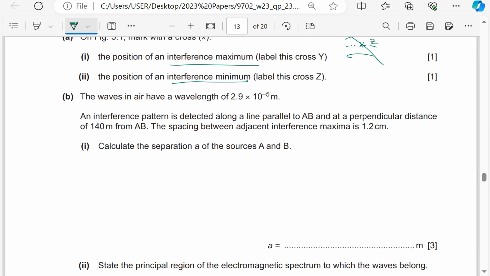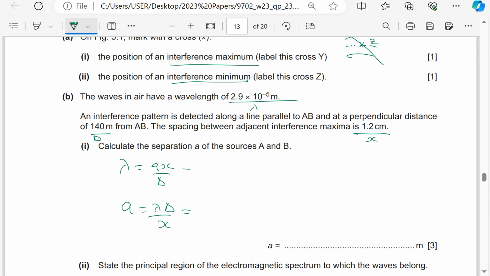Then the waves in air have a wavelength of 2.9 times 10 to the power of minus 5. An interference pattern is detected along a line parallel to AB and a perpendicular distance 140 meters from AB. The spacing between adjacent interference maxima is 1.2. So this is D, the spacing between maxima is X, and this is the wavelength. These are two sources, so it's like a double slit. For double slit, lambda is equal to AX divided by D. When I make A the subject, A is lambda D divided by X.